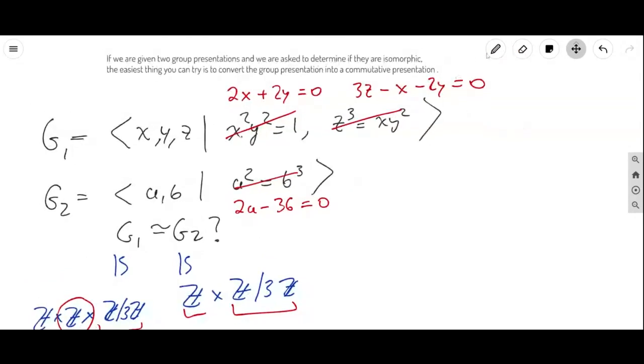So this is why I mention this, because the word problem of determining whether two presentations describe the same group is a very difficult problem to solve in general. But this is the one thing you can do: turn it into a commutative problem and then check from there if the two group presentations are isomorphic as commutative group presentations.